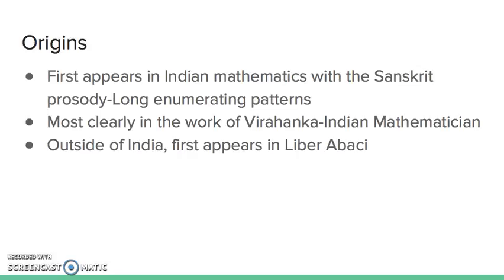The first origins of the Fibonacci sequence appeared in Indian mathematics with the Sanskrit Prasadi. It was a book with long enumerating patterns in it, and it's most clearly established in the work of Virahanka, an Indian mathematician. And then outside of India, it first appears in the Liber Abaci.